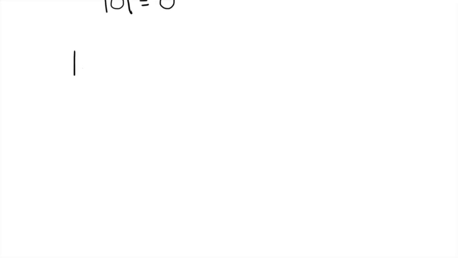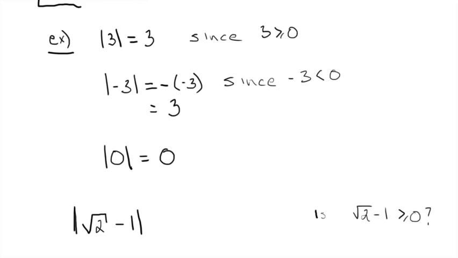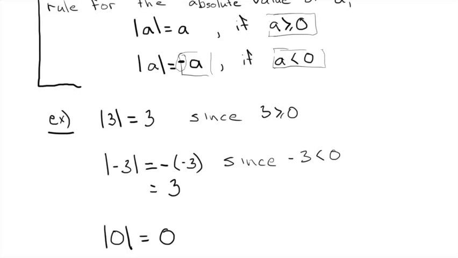Another one, the absolute value of root 2 minus 1. Okay, so I'm going to want to simplify this. I don't want the absolute value signs. So what I need to know is, is this positive or is it negative? So is root 2 minus 1 bigger than or equal to 0? Does it fall under here or does it fall under here?